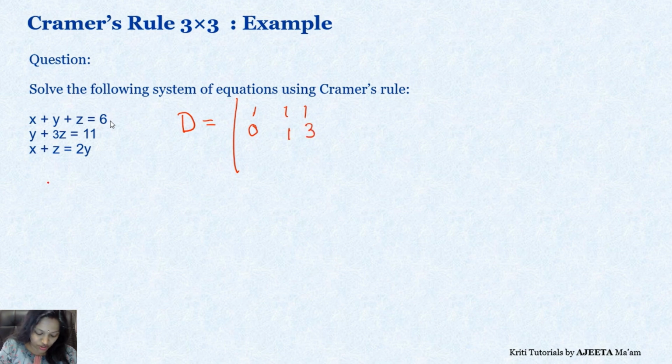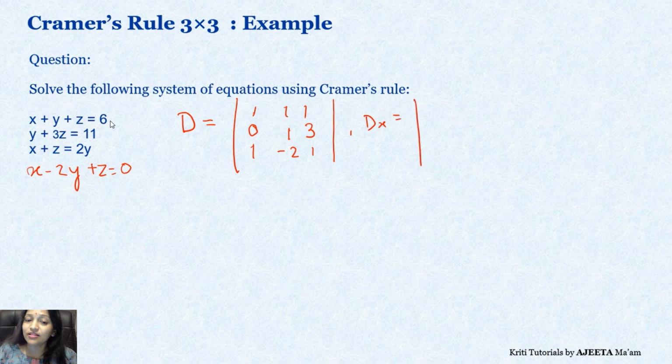And in the third equation, if I write it in the standard form, I get x minus 2y plus z is equal to 0. So that is 1, minus 2 and 1. So that is the value of t. Similarly, we will find dx, which will be replacing the coefficients of x with constants. So that is 6, 11 and 0. And for the y, we have the same 1, 1 and minus 2. For z, we have the same 1, 3 and 1.